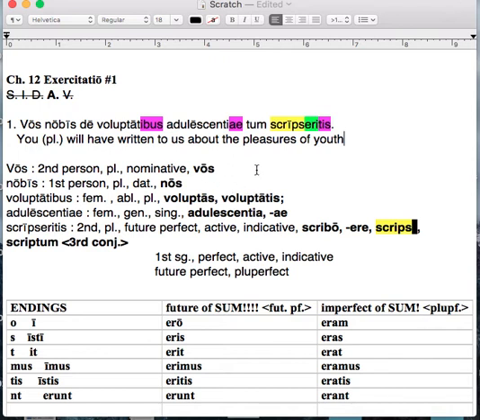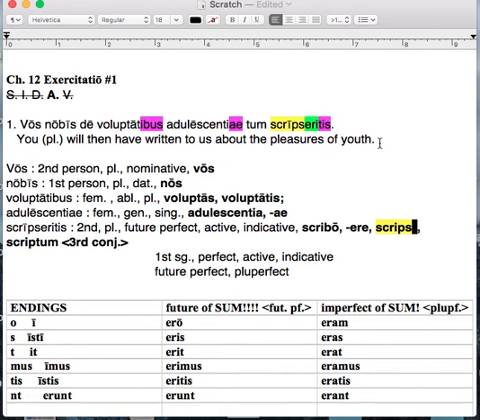Alright, let's look back at our sentence. What have we not translated yet? All that we're left with is the adverb tum, which means then. As an adverb, notice it comes towards the back end of the sentence in Latin. However, we're going to put it wherever it makes the most sense for us in English, because adverbs are very fluid in English. I'm going to pop it right towards the front here, so you will then have written to us about the pleasures of youth.